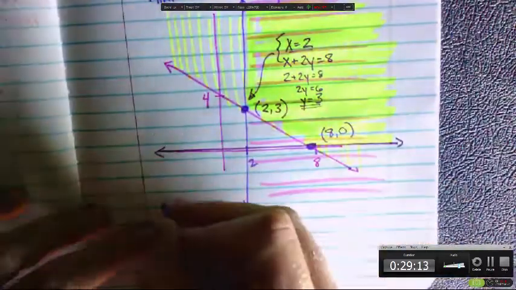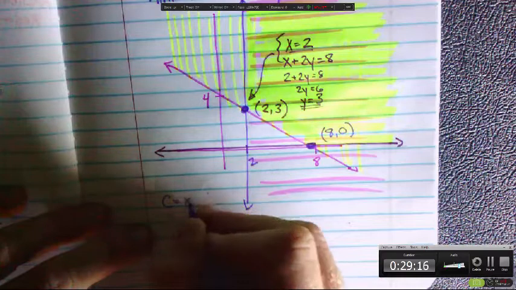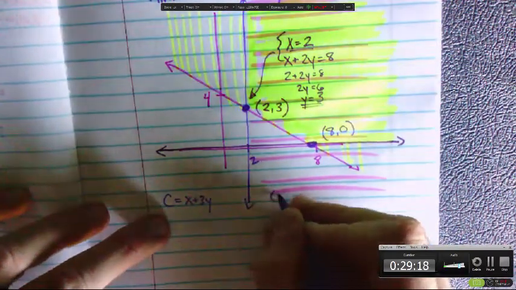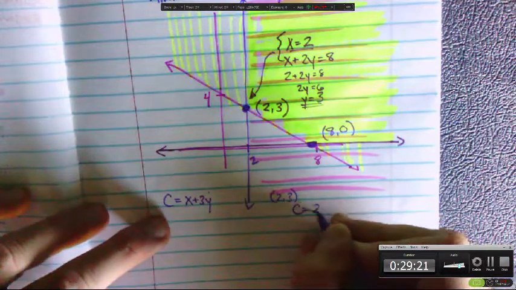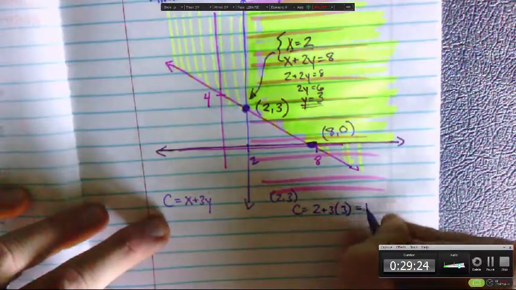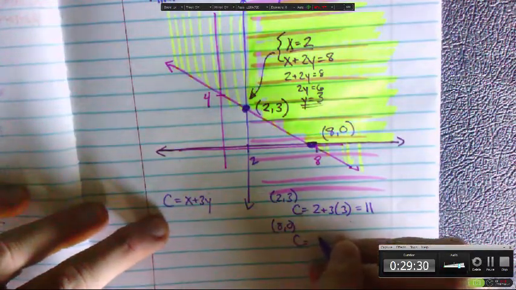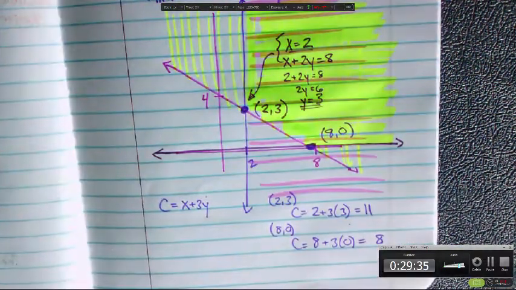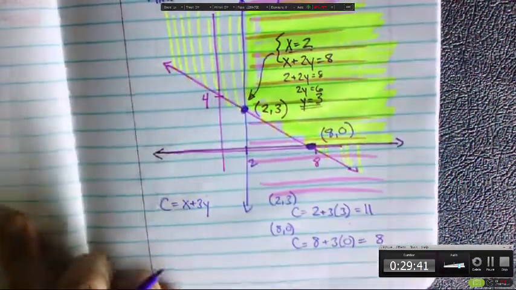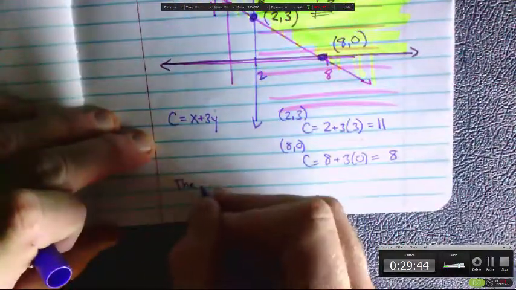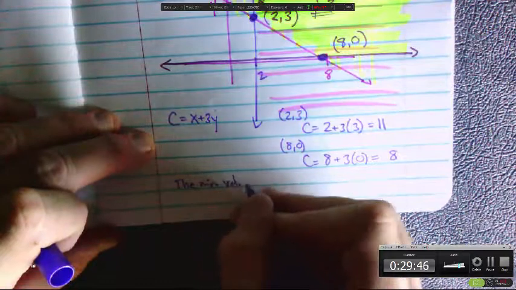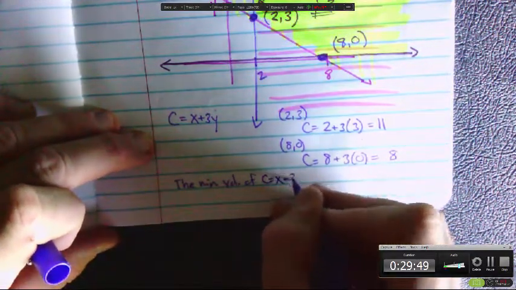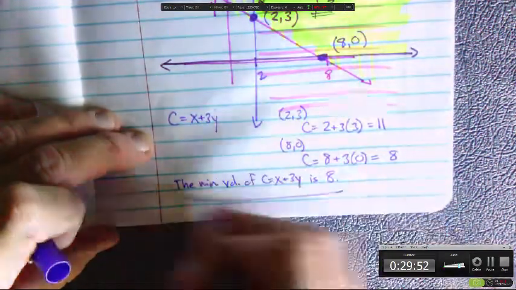So we're going to go to cost equals x plus 3y, and we're going to plug in the point 2, 3: 2 plus 3 times 3, which is 11. And we're going to plug in the point 8, 0, which would be 8 plus 3 times 0, which is 8. So what is the minimal answer for cost? The minimum value of c equals x plus 3y is 8.